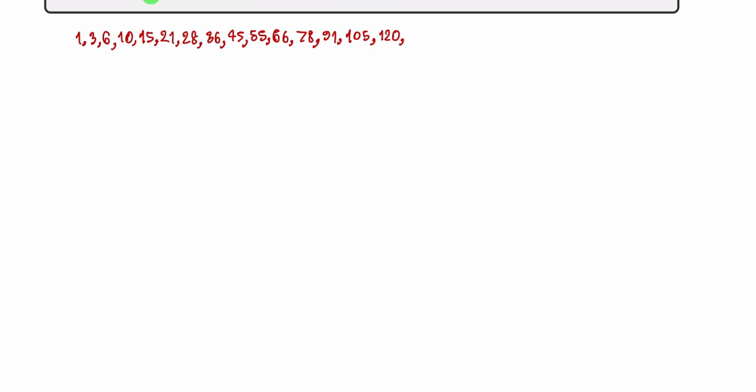But we found that 1 is a perfect square, right? I don't know where is another perfect square, but we have to show that there are infinitely many triangular numbers which are perfect squares. All right, so what can we do with this? So let's prove it.